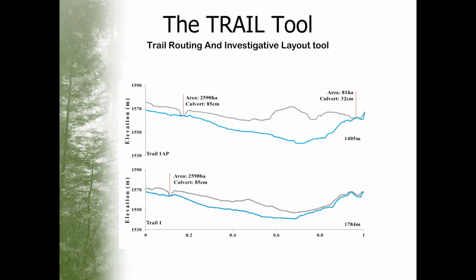And then you see trail 1 at the bottom there, where I started playing with the tool. Let's see how we can improve this. So you see now just 1 stream crossing, and still the same size culvert. And the grade looks a lot more appealing as well, in my eyes.